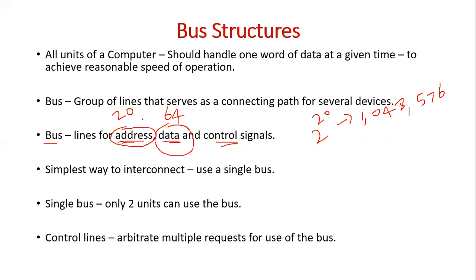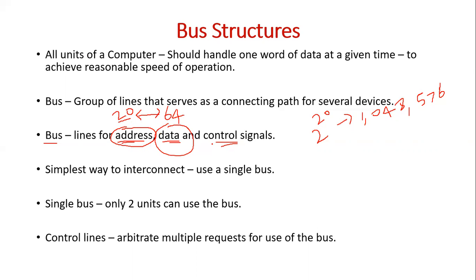So the point is, it is not necessary that the address lines should be the same as the data lines. The data lines represent how many bits of data can be transferred in a given time. Based on the size of the data lines only, we say whether it is a 32-bit word size or a 64-bit word size, or a 32-bit computer or a 64-bit computer. But address lines, again, may vary.